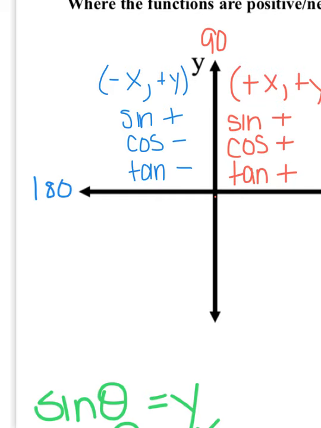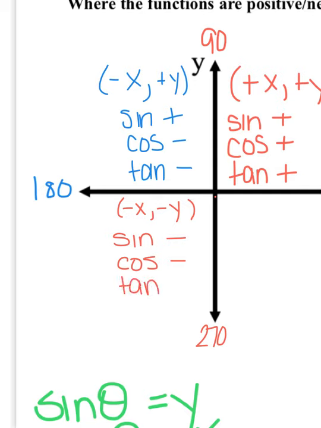Okay, let's go to quadrant 3. Quadrant 3 has angles in between 180 and 270. To go from the origin to something in quadrant 3, you went to the left and then you went down. So your x is negative because you went to the left, and your y is negative because you went down. That means that sine of theta is negative because of the y. Cosine of theta is negative because of the x. And tangent of theta would be negative divided by negative, which is a positive.